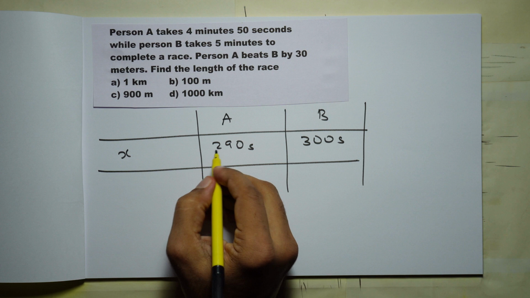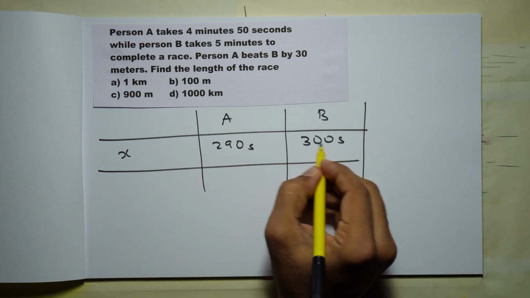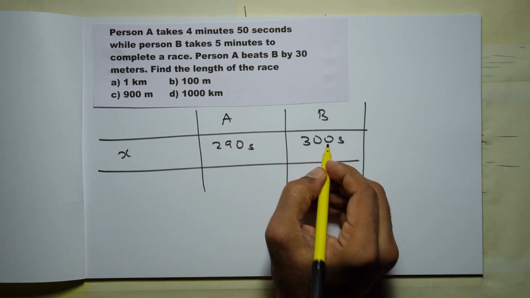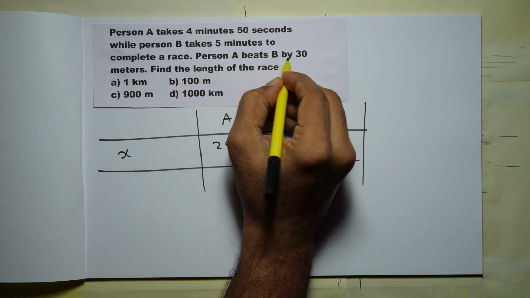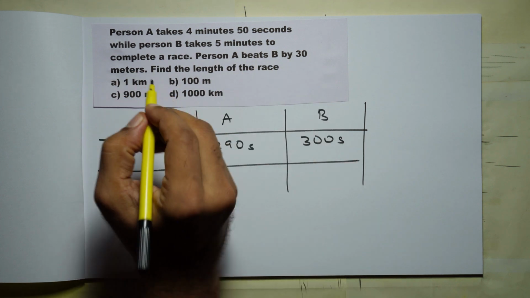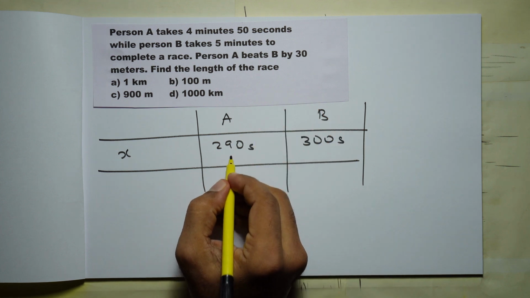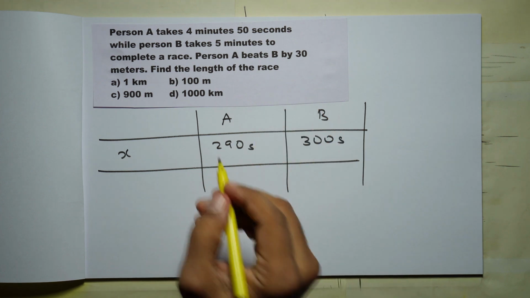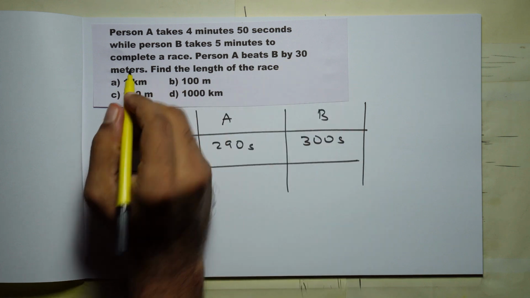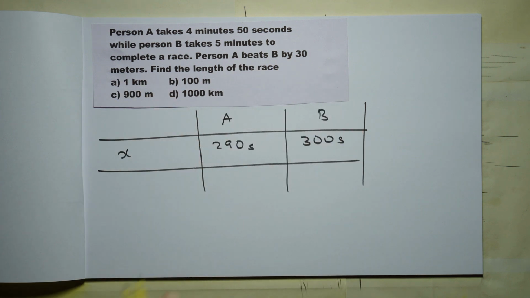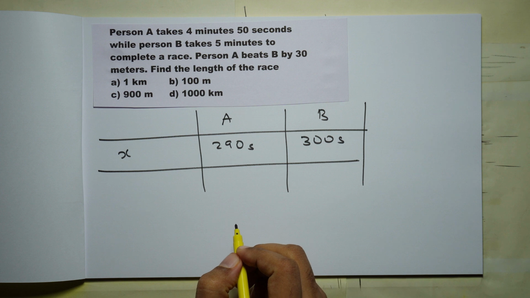So A takes only 290 seconds, whereas B takes the full 300 seconds. Person A beats B by 30 meters. Find the length of the race. So when A completes the race, B will be 30 meters behind.